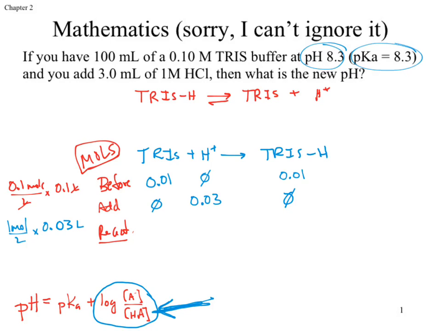Because this is a unidirectional reaction, it's only left to right, what we're going to do is evaluate our reactants and decide which one's our limiting reagent. Which one's our limiting reagent? Our Tris is our limiting reagent, which means that's the one we're going to subtract.